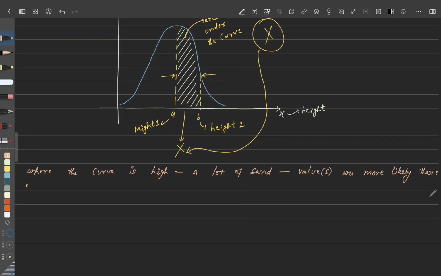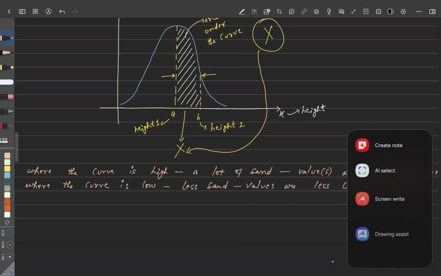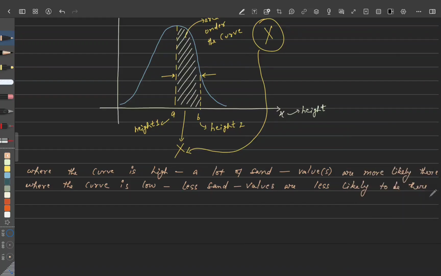Now the place where the curve is low, less sand, the sand is less there, that is why the curve is low. Values are less likely to be there.